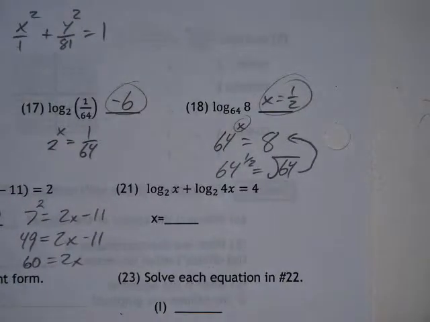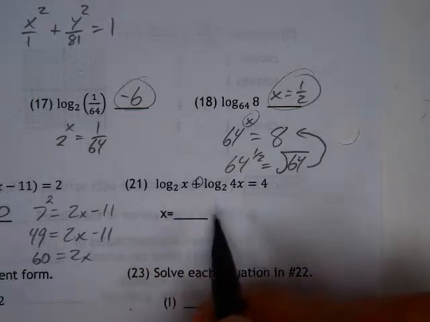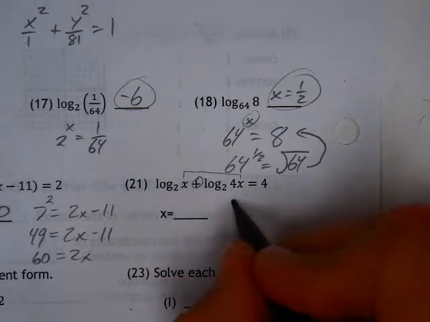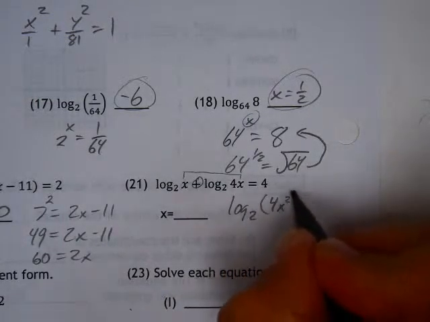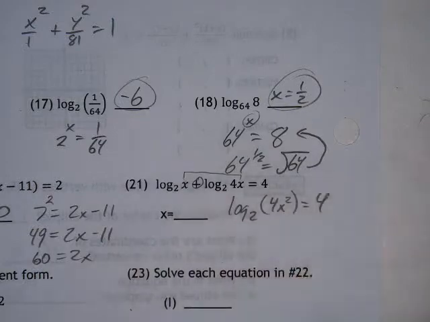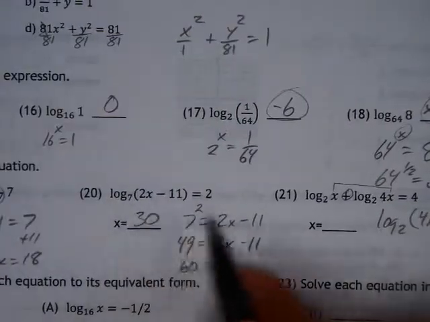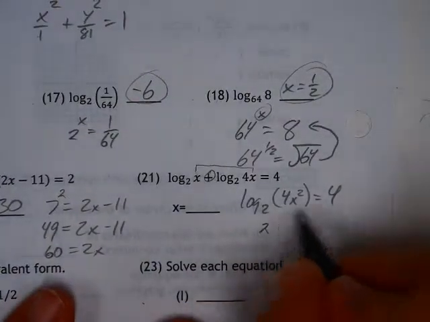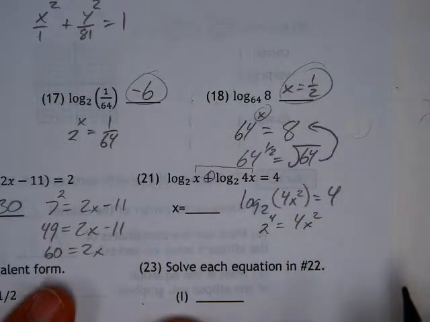This is a similar problem to that last one, but the difference is we have two logarithms that we have to combine together. And when we add logarithms, that means we're multiplying the argument. It becomes log base 2 of 4x squared, and that's equal to 4. It is now that we apply that same step from before where we did the base to the power equals the solution. Base 2 power 4 equals 4x squared.